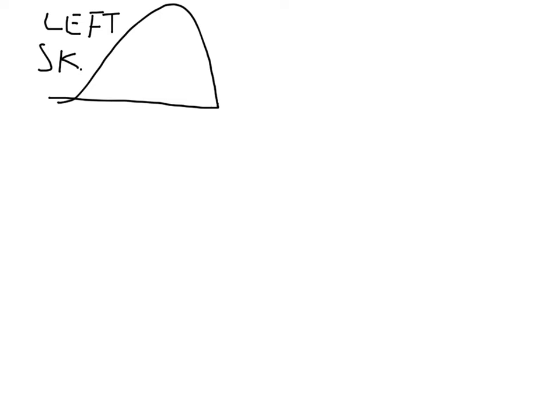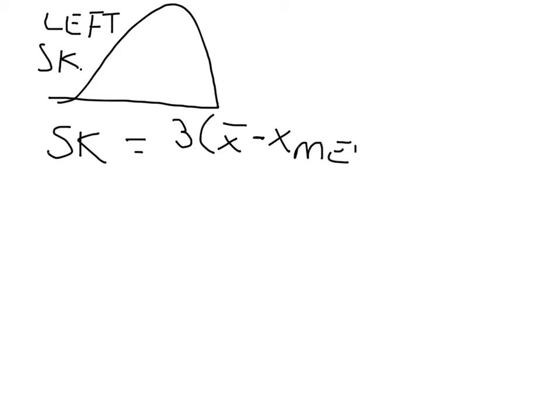And the formula that we will use is skewness is equal to 3 times (x bar minus x median) over S. Now, if you're using Excel to do your work, their formula is slightly different, so don't use that when you're practicing and getting ready for the test. So let's consider this particular problem.